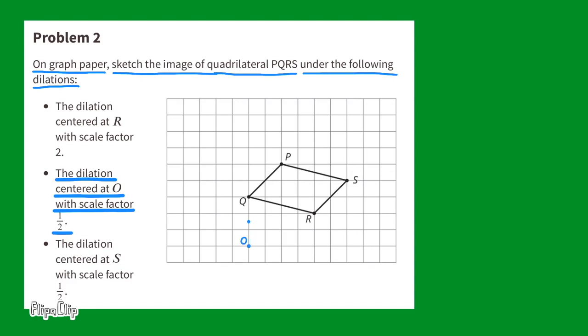Now I'm putting a point halfway between point O and point R. Next, I'll draw a point halfway between point O and point P. And last, I'll put a point halfway between point O and point S.